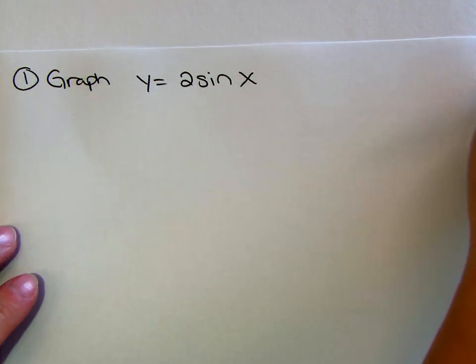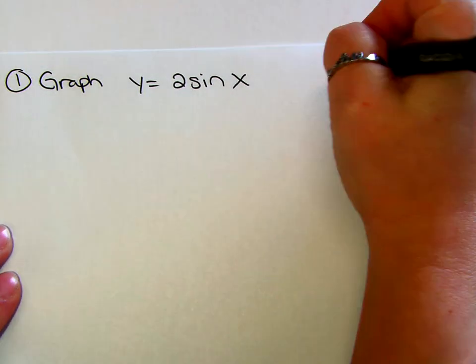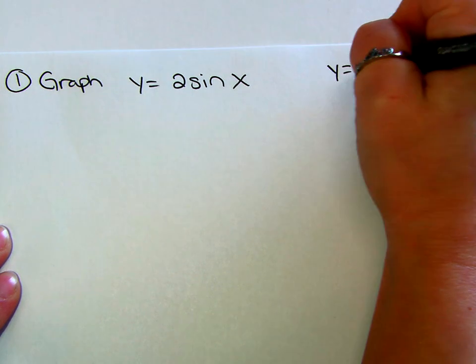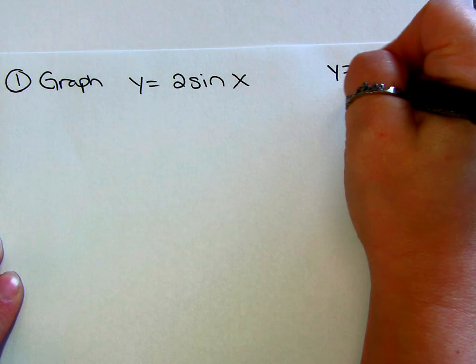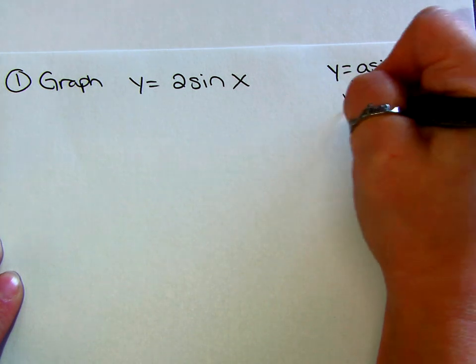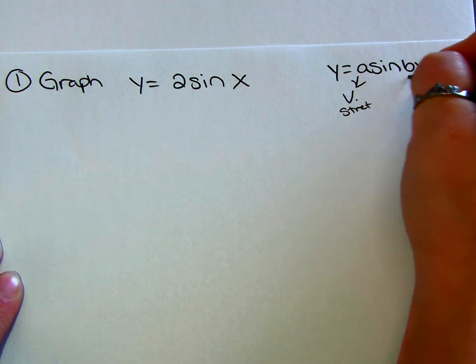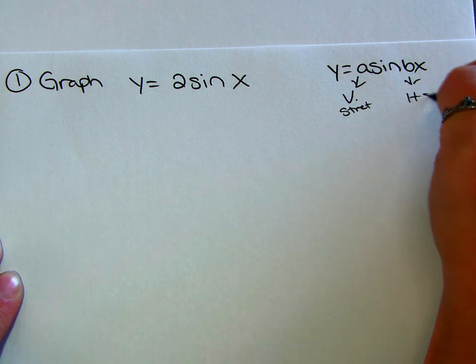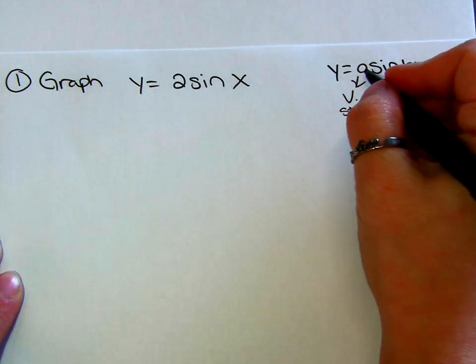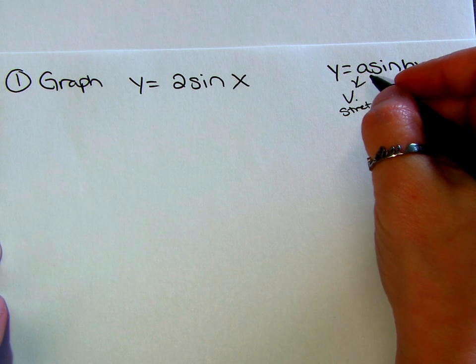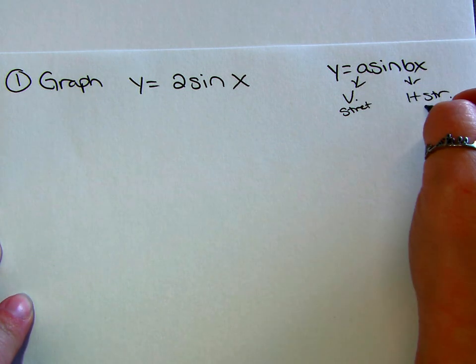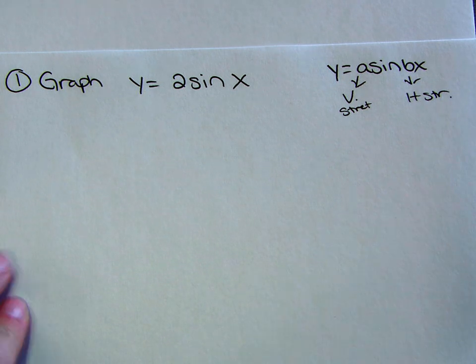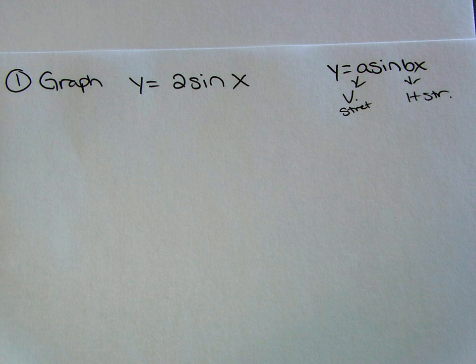So the very general form was y equals a sine of bx. The a told us vertical stretch and shrink, and the b told us the horizontal stretch and shrink. The a affects our amplitude, and the b affects our period. So the very first things you want to find are the period of your function and the amplitude of your function.